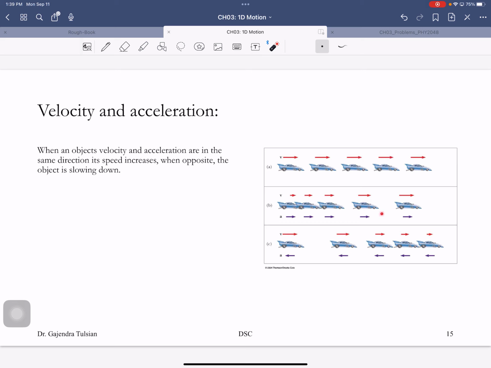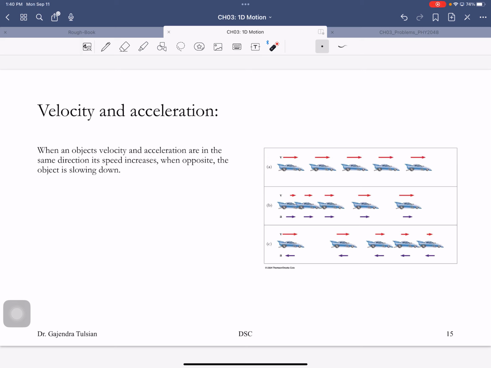This is something I want you to understand. This is a very simple diagram. What if the acceleration is non-zero? What does that mean? When do you have non-zero acceleration? When your velocity is changing. So if you're accelerating, that means your velocity is changing. What does this diagram show you? The red vector is the velocity vector. Is the velocity vector changing? No. So your acceleration is zero.